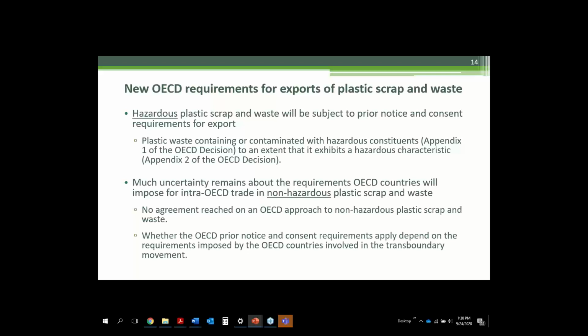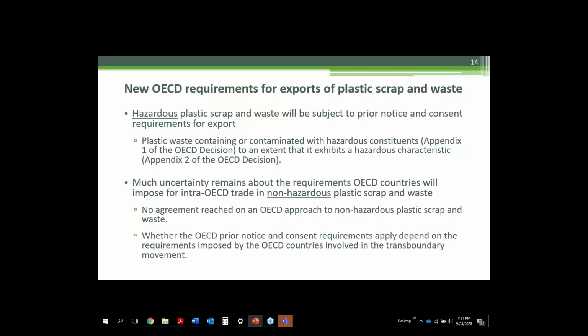So we were able to reach agreement on that. That change we made to the OECD Council decision. Non-hazardous plastic scrap, which of course is a much higher percentage of plastic scrap, the countries could not reach agreement on. There were some OECD countries that, while they wouldn't take the Basel plastic scrap changes verbatim, wanted to take something very similar, which we and some other countries thought didn't really make sense. And unfortunately, the OECD countries were just too far apart to really reach agreement on non-hazardous plastic scrap.